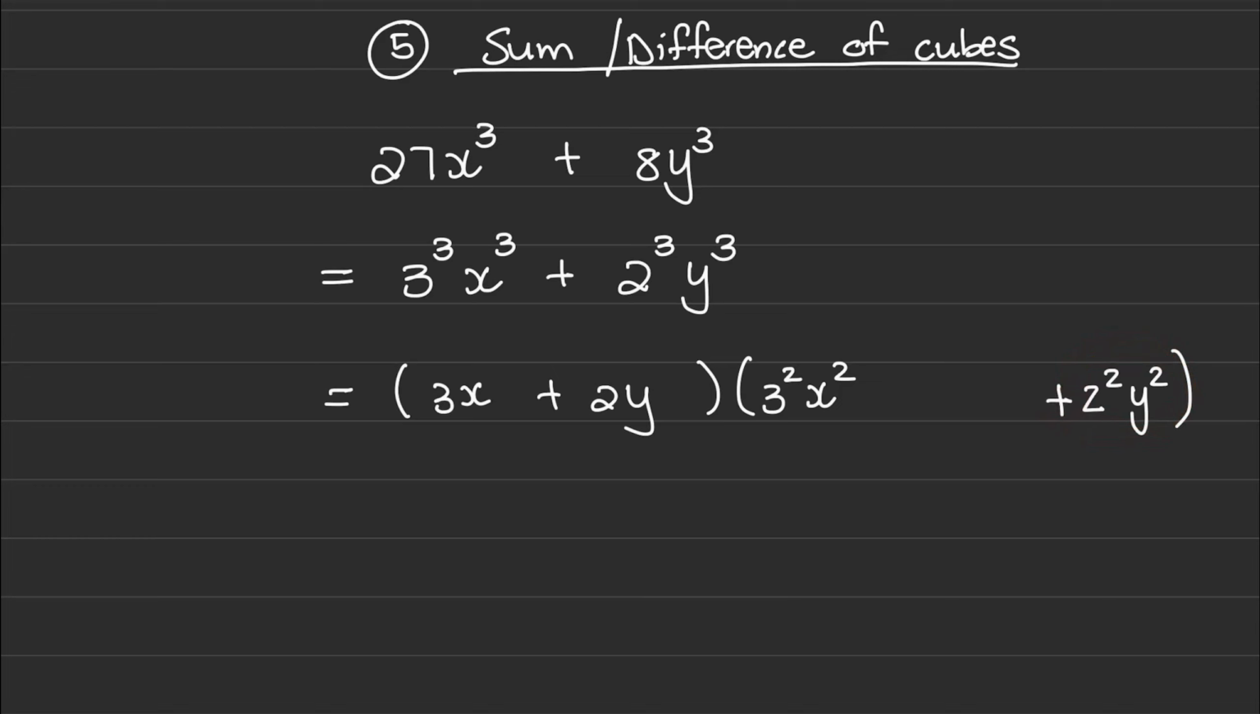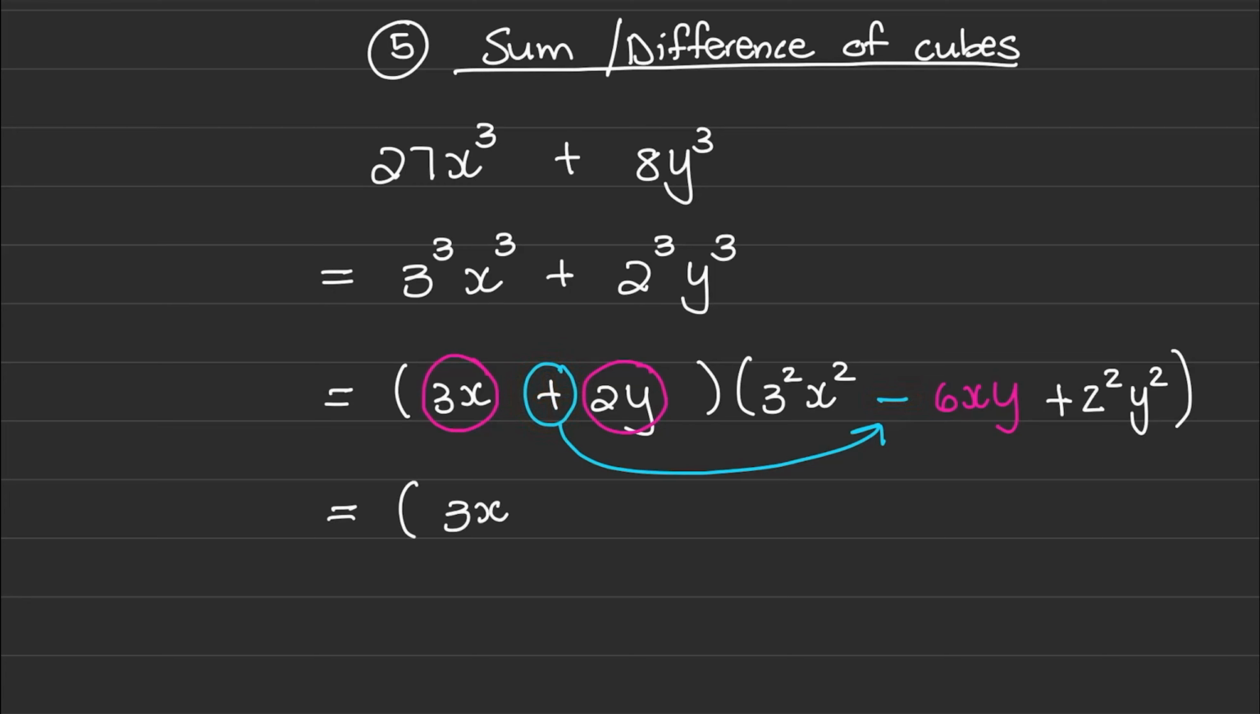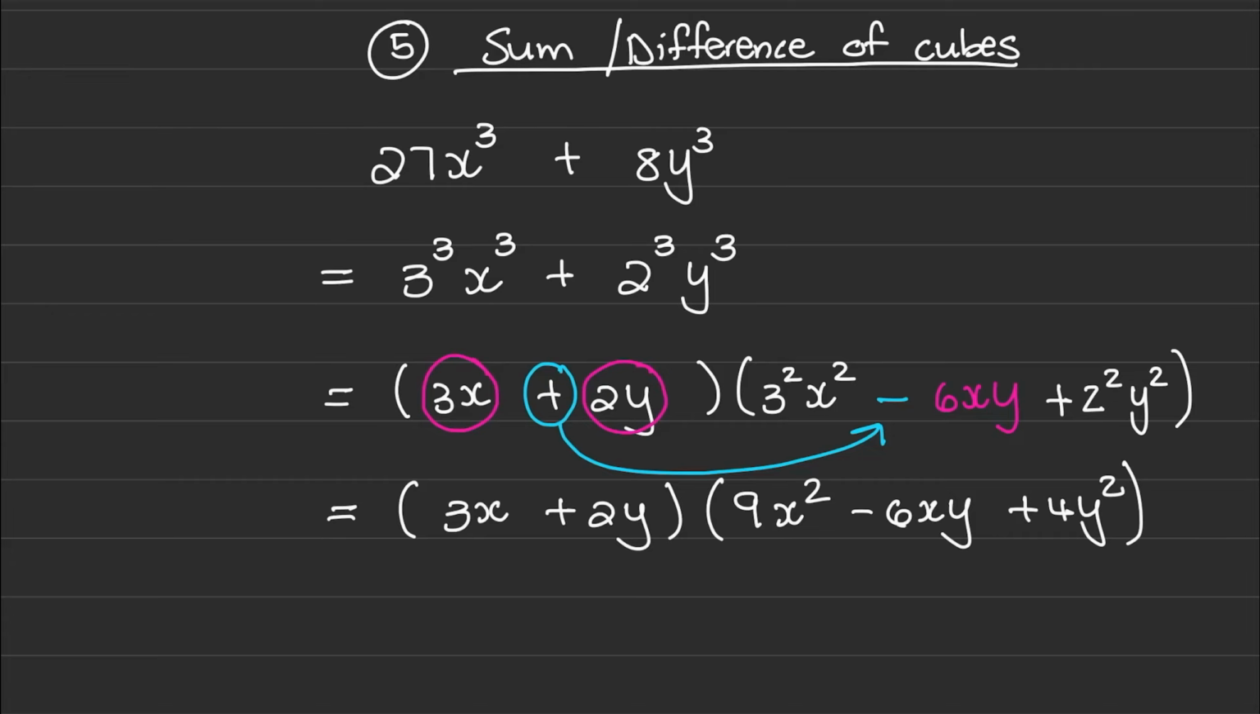And for the middle term, I multiply 3x times 2y, which is 6xy, and I change the sign between the terms to negative. So for the middle term, I simply multiply the two terms in the first bracket, and the sign in front of it will always be different than the sign inside the first bracket. So my final factorization would be 3x plus 2y in my first bracket, and then 9x squared minus 6xy plus 4y squared in my second bracket.